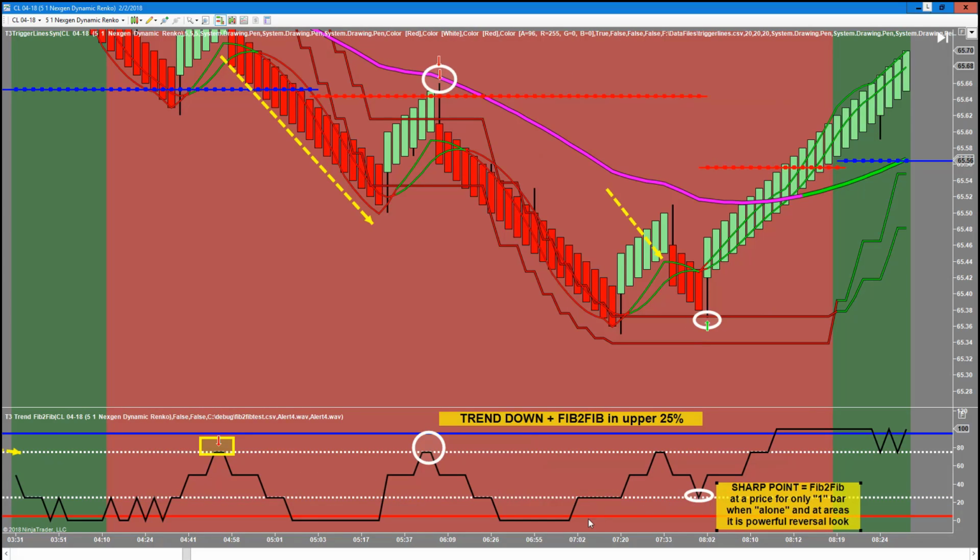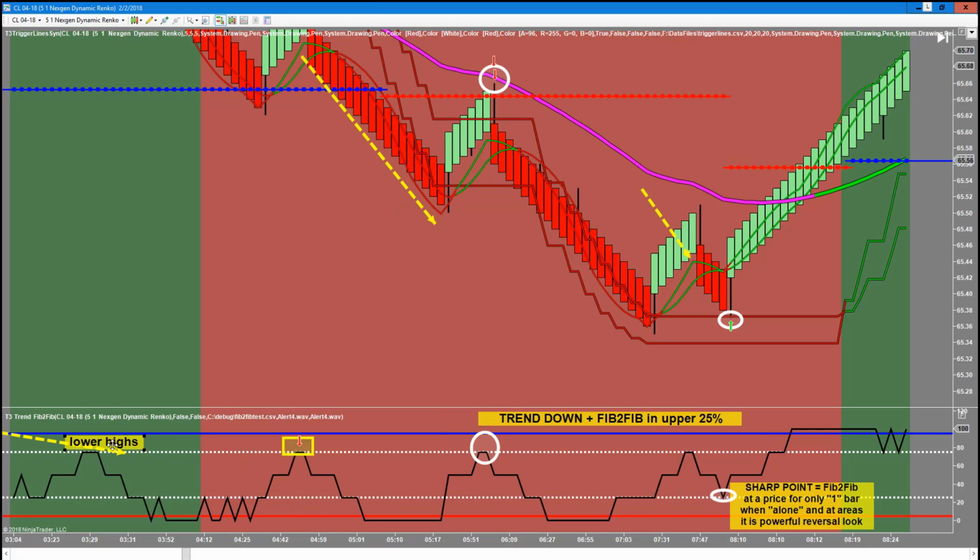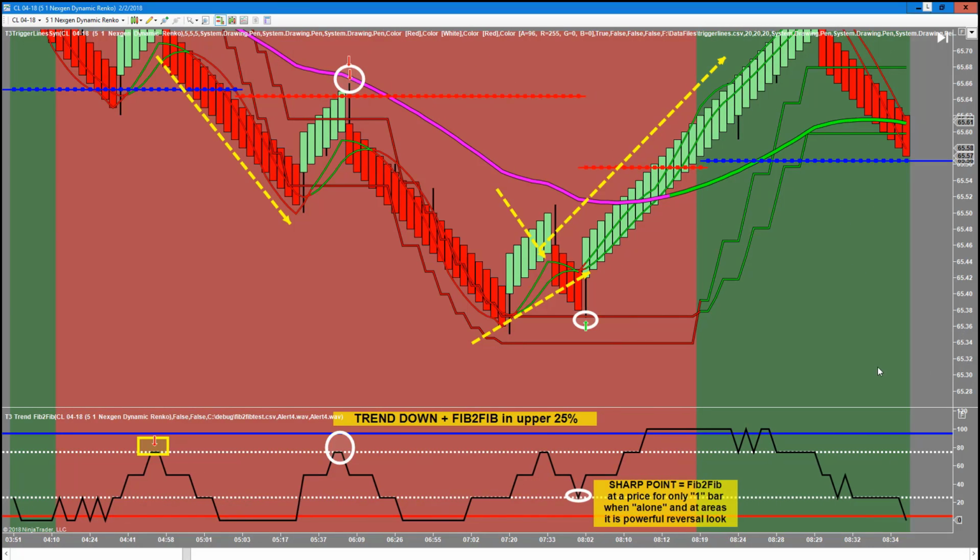So it's kind of the opposite pattern of what we had over here at the top, where we had lower highs. And now over here, we've got higher triggers. Look at the small triggers relative to each other. You'll see that pattern a lot. And we have a sharp point on our fib to fib oscillator. Traditionally, that's going to cause the market to reverse and at least get to a higher area, if not really turn the trend all the way around.